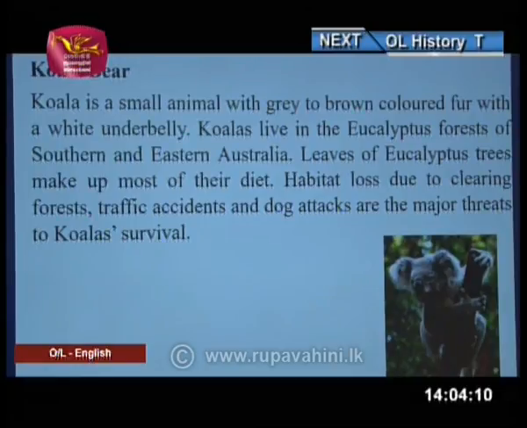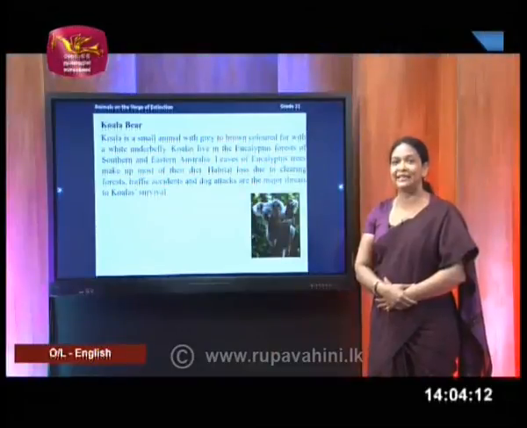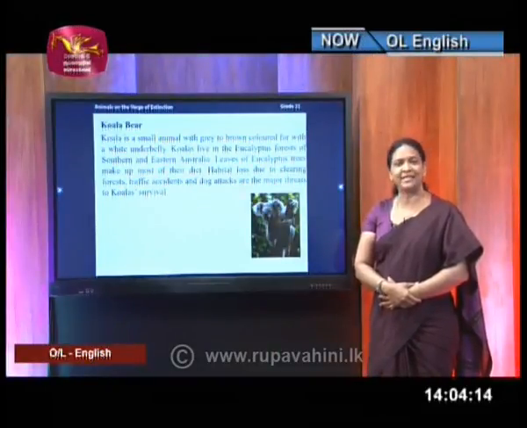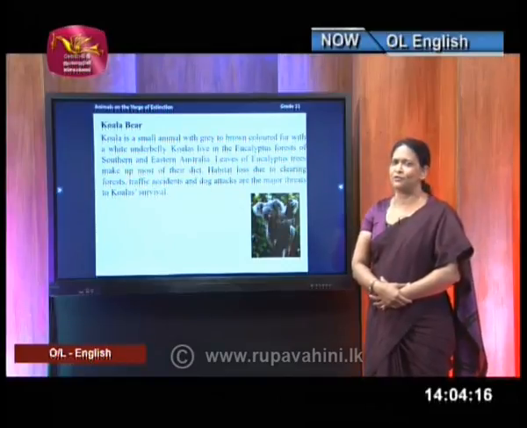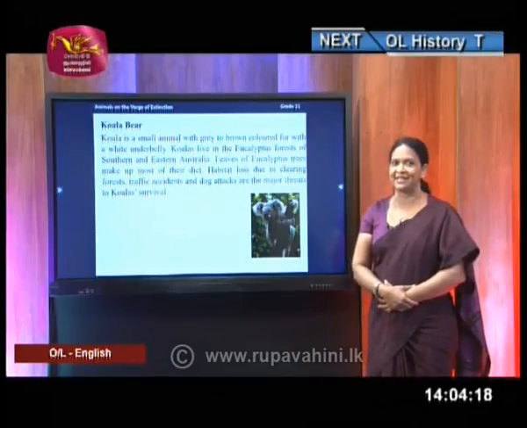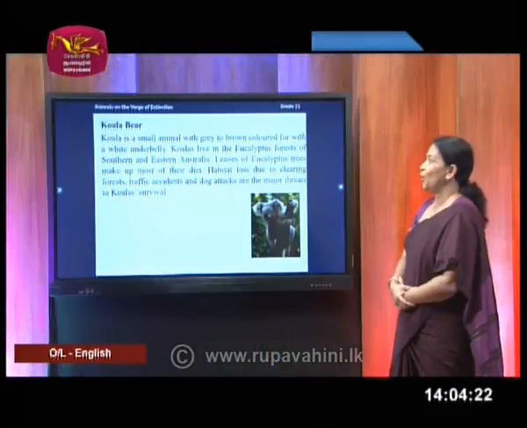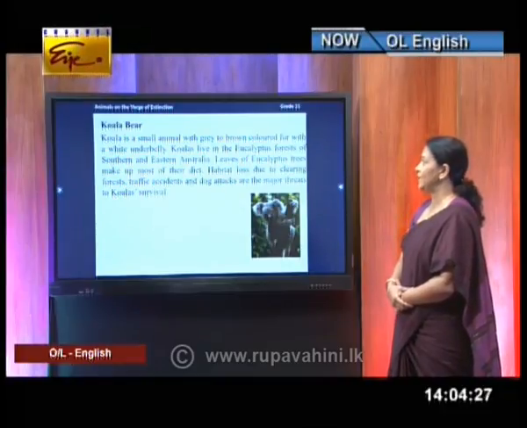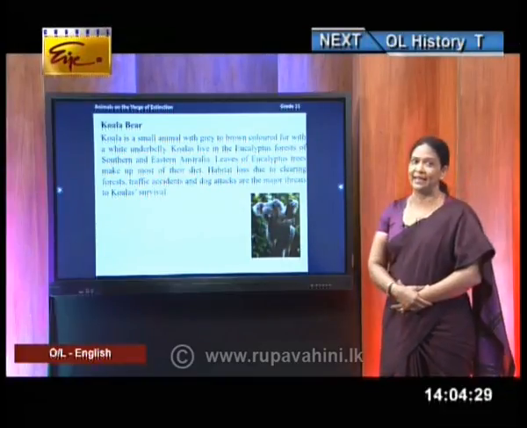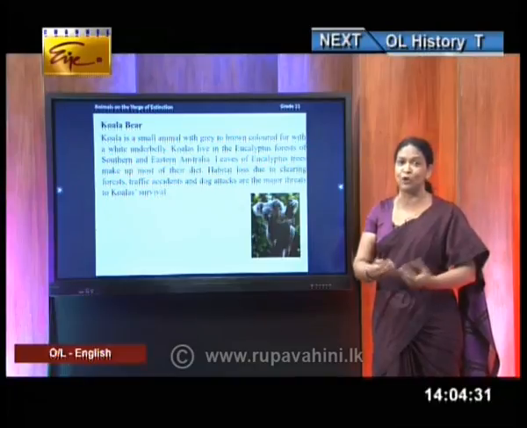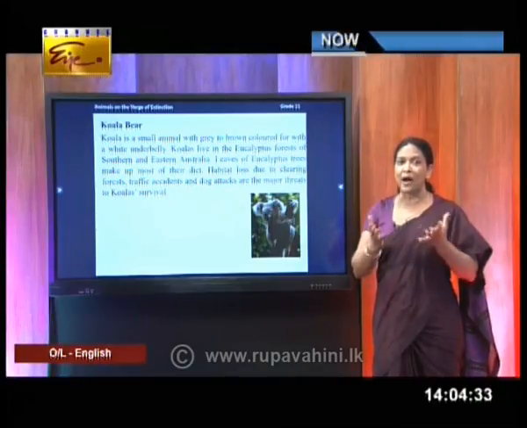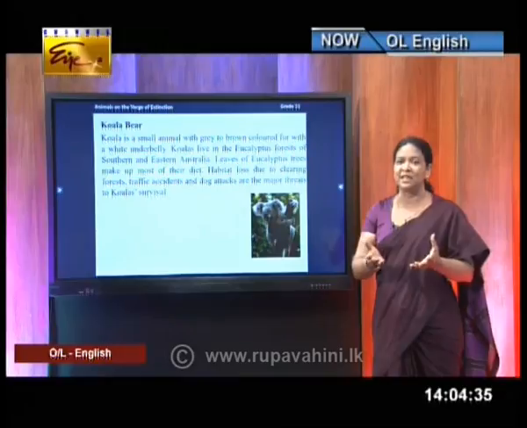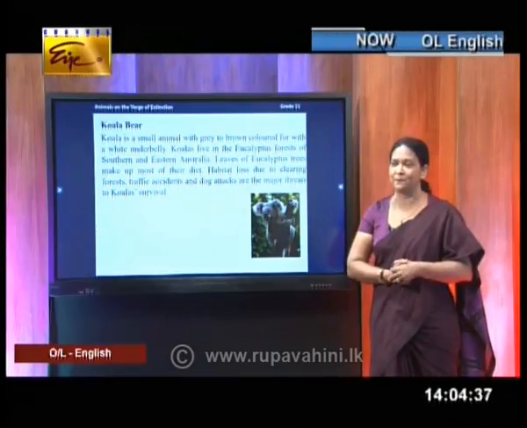All right. I hope you all have found out the information. So, let's take one by one. Were you able to find out the appearance? Look at the first sentence. Koala is a small animal with grey to brown colored fur with a white underbelly. So, if you have written that, if you have found that information, you are correct. That describes the appearance of the koala bear.